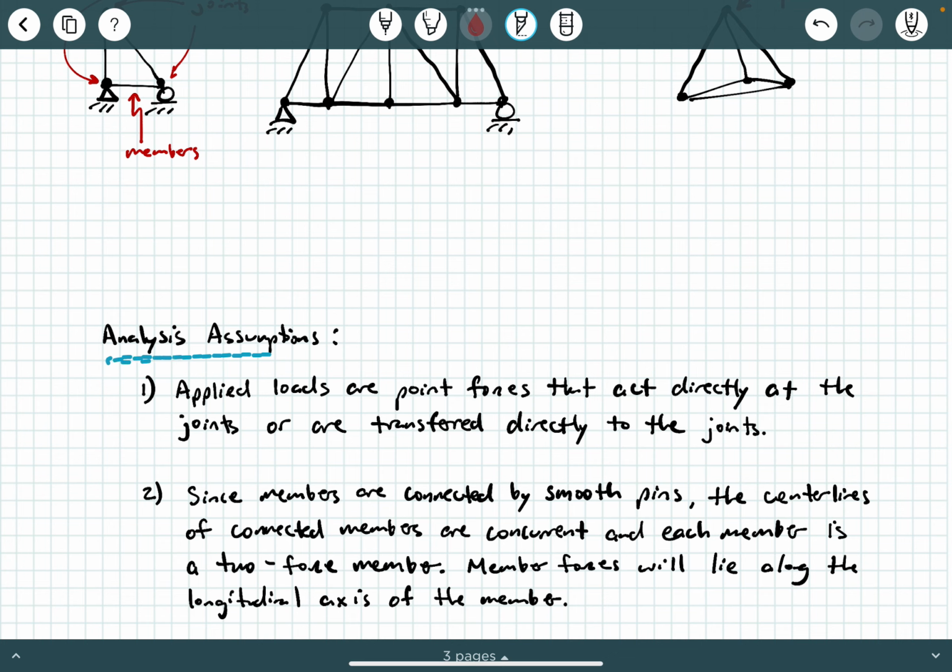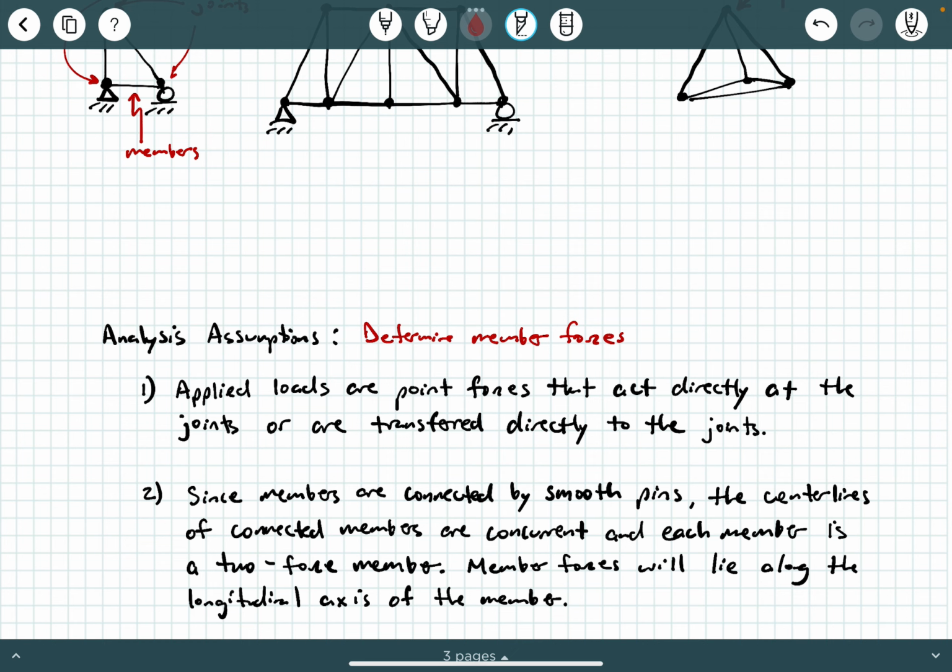When we analyze a truss, what we're ultimately trying to do, you want to write this down, is determine member forces. Whenever you hear the term analyze a truss, what you're typically doing is finding how the applied forces are transferred through the truss members and then eventually make their way to the external reactions.